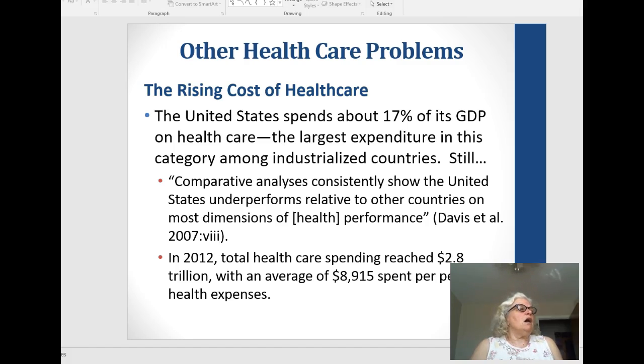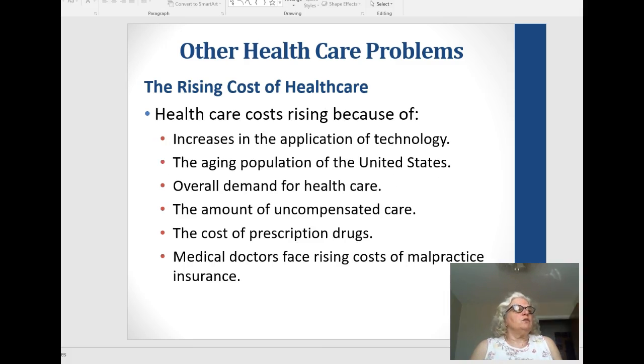Part of this is tied to the cost of insurance, and part of this is tied to the exploding costs within our health system. So we've got this rising cost of healthcare, and it's rising because of the increased technology, the aging population, our demand for healthcare, the amount of uncompensated healthcare, the cost of prescription drugs, and medical doctors facing the cost of malpractice insurance.